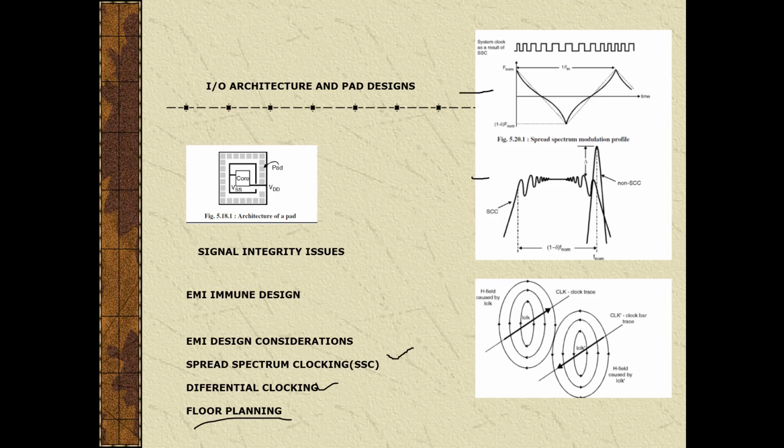Nowadays floor planning is more important in physical design, and the main steps in the physical design flow are design netlist, floor planning, partitioning, placement, clock tree synthesis, routing, physical verification, and GDSII generation. So this is all about floor planning.